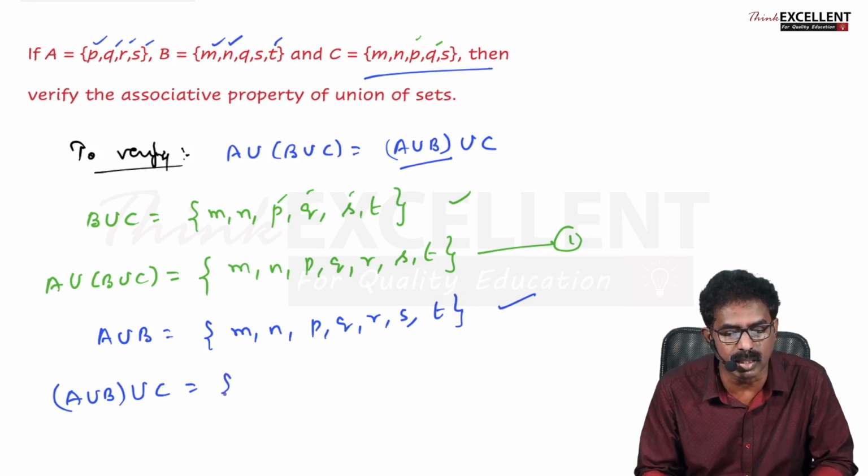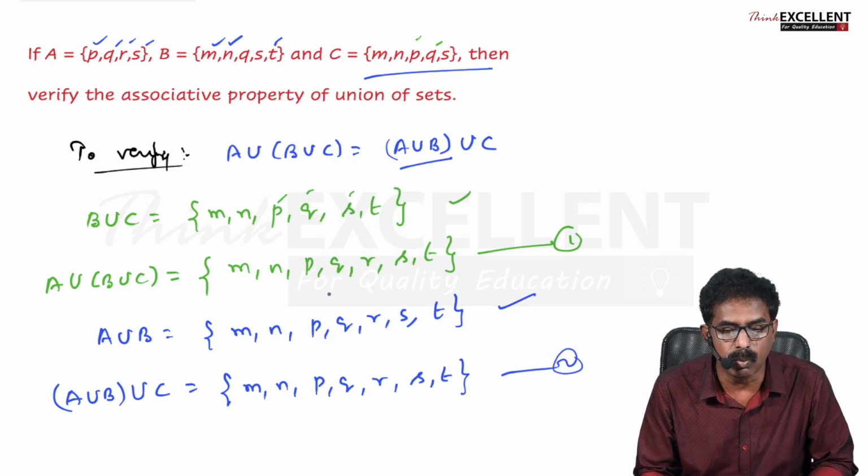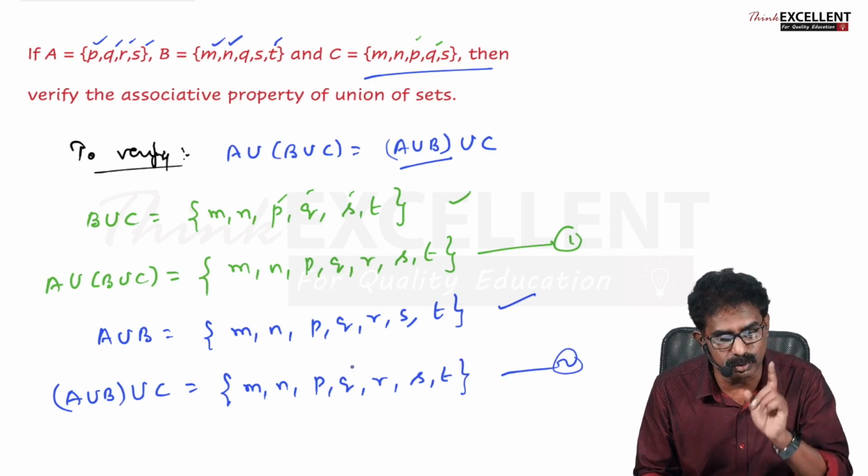So nothing else to write, you just copy the same thing. M, N, P, Q, R, S, T. Take it as equation number 2. Check 1 and 2. Are they the same? If they are not the same, you have to check again because they should be the same.